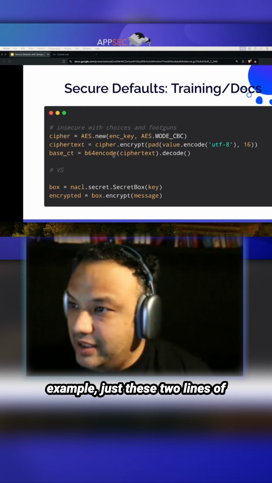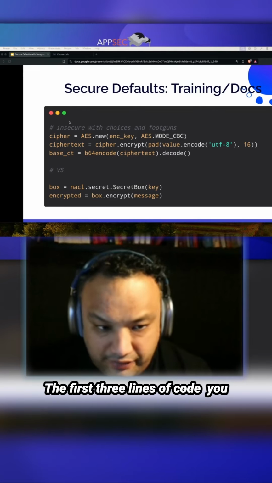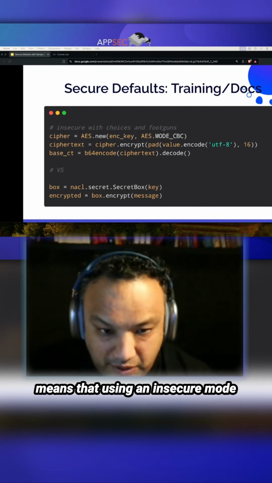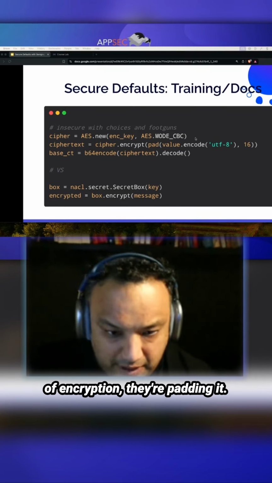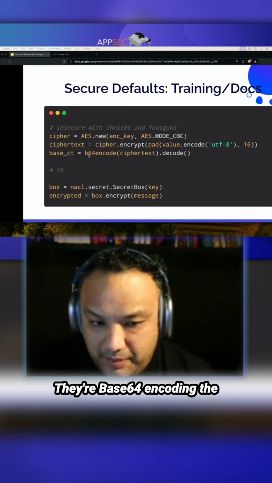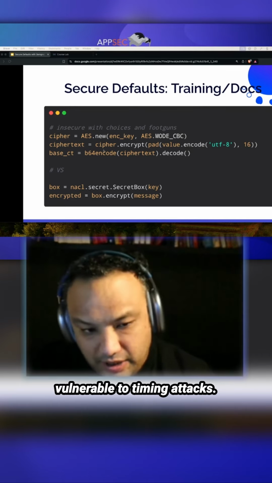For example, just these two lines of code in Python gives you an idea what I'm talking about. Here, in the first 3 lines of code, you will see 4 or 5 mistakes, which means they're using an insecure mode of encryption. They're padding it. Developers don't know what they're padding it with. They're base64 encoding the ciphertext, and then that is vulnerable to timing attacks.